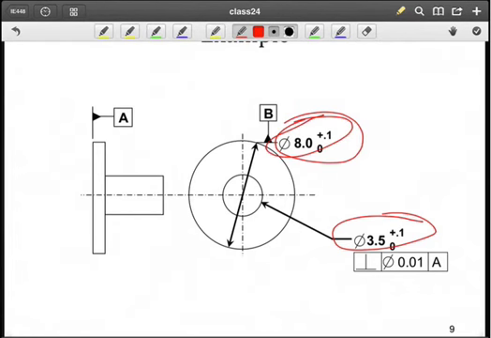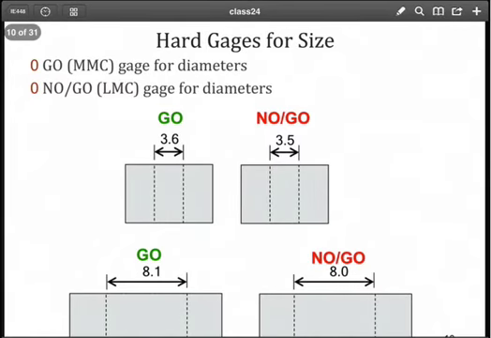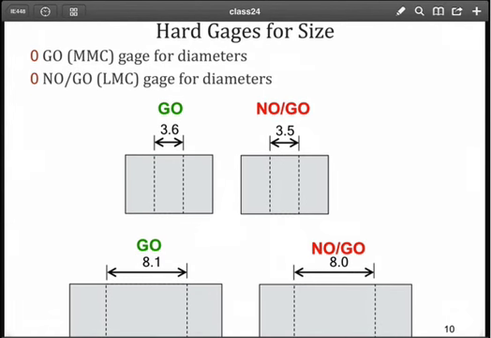And then for the feature that we're trying to control the perpendicularity of, the MMC would be the largest, which would be 3.6, and then the smallest LMC would be 3.5. So we would make, again, internal features in blocks here corresponding to our MMC and LMC, as you can see here, for the two. Now, this would require 4 gauges to check that part.